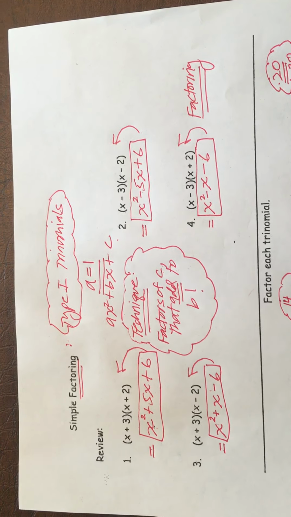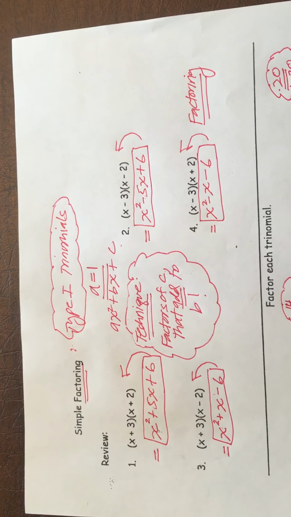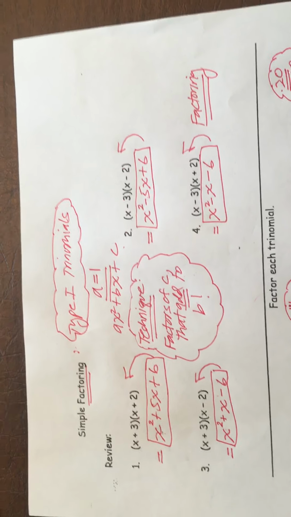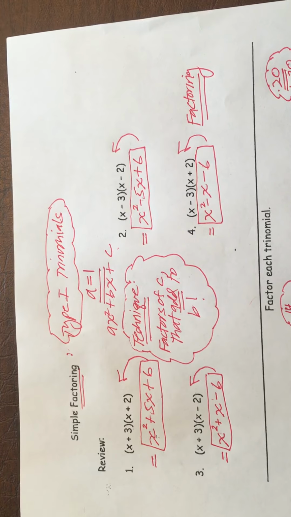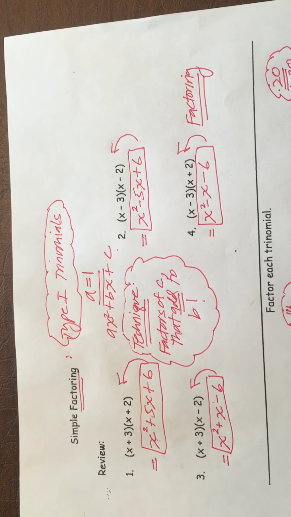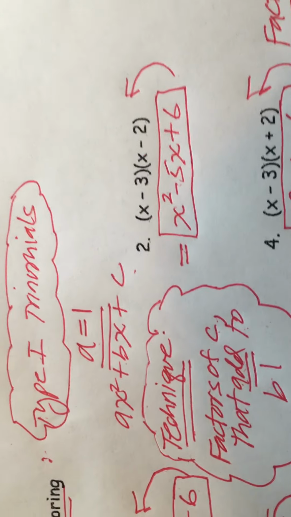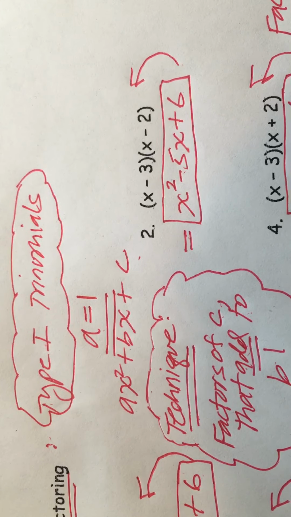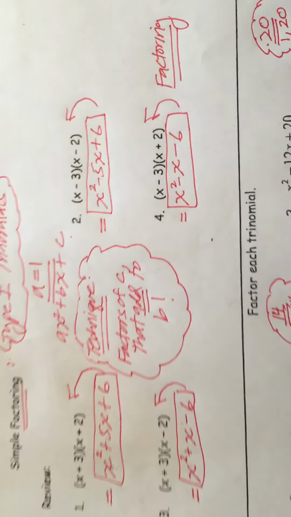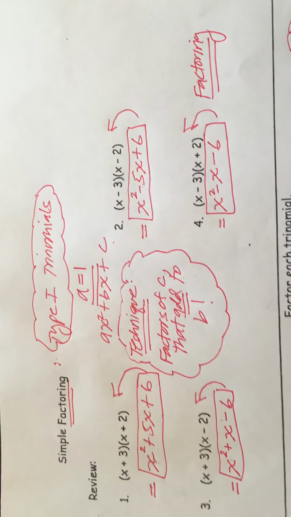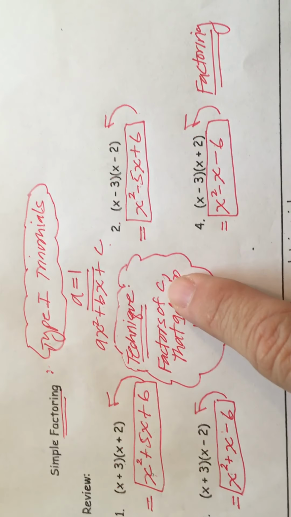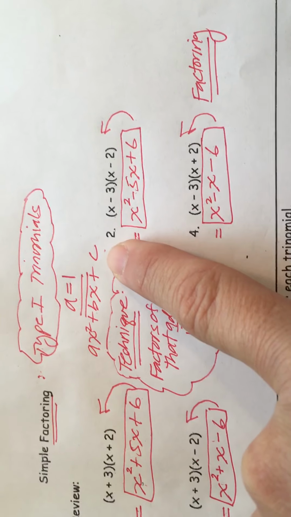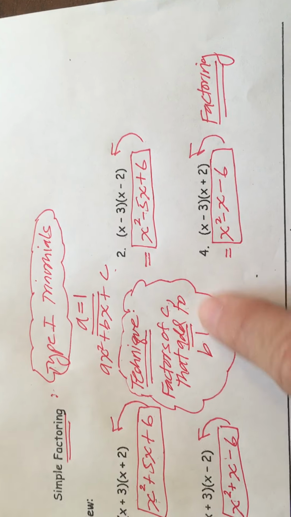So this is another technique we talked about last time we met. This says simple factoring, but these are for type 1 trinomials. We could see in here a trinomial in the form of ax squared plus bx plus c when a is 1. This technique would work where we're looking for factors of c that add to b.